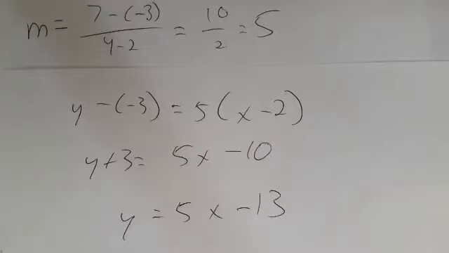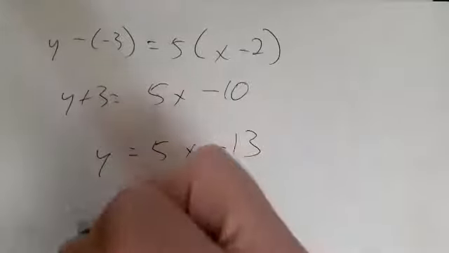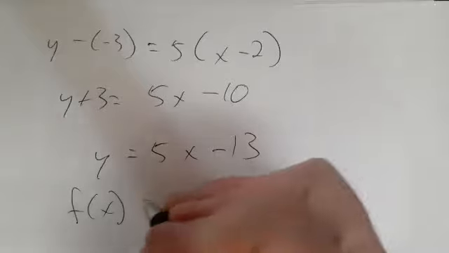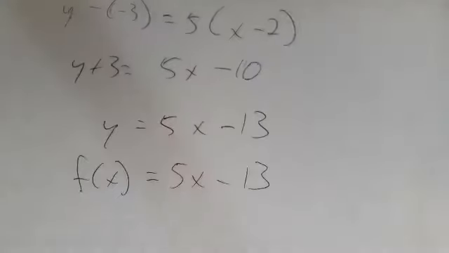Okay. So they want us to find a linear function f. There's one little thing I have to do here. This is y equals 5x minus 13. I have to convert this to function notation. Instead of y, I just write f of x equals 5x minus 13.